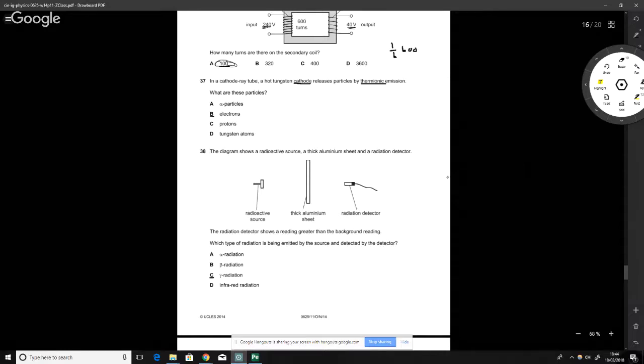All right, in a cathode ray tube, hot tungsten cathode releases this. Okay, so this gives you a little bit of a hint. Cathode, usually negative. Thermionic is just like the emission type. What are these particles? Well, they're electrons. It's not like the tungsten atoms get ejected. The protons wouldn't, because they're locked up nice and tight in the nucleus, and alpha particles are not that form. It's not your classic radiation. It's thermionic emission.